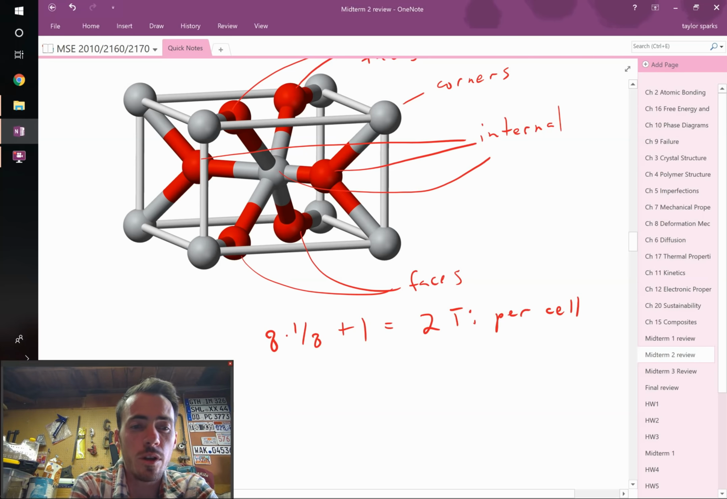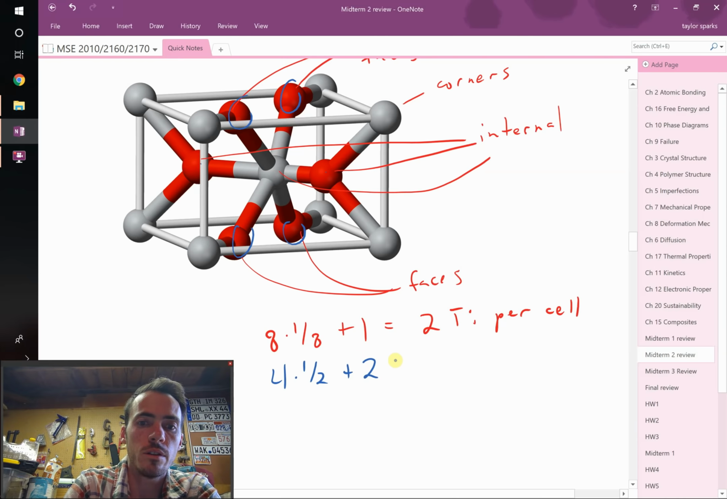Oxygen, we know that the ratio is TiO2, so there should be 4 oxygens, but we can count them up to make sure. There's 1, 2, 3, 4 that are half in and half out. So that's 4 times 1/2, plus 1, 2 that are completely in. Okay, so sure enough, there are 4 oxygens.